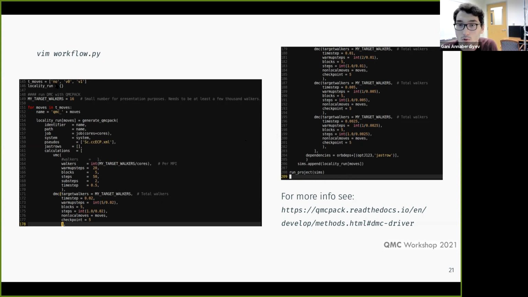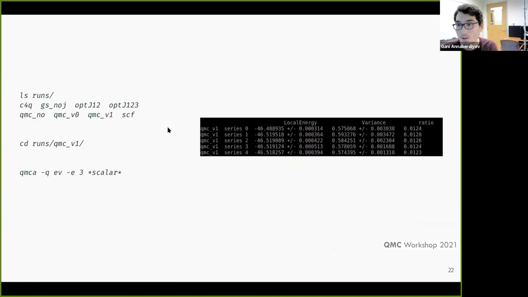If you'd like to learn more about these T-move variations, you can go to this link to the manual, where there's a detailed explanation about these algorithms. So once that is done, you're going to see this QMC no, QMC V0, and QMC V1. And if you look inside, there are going to be these DMC runs. There's a first DMC run, and then these are decreasing time steps. So that is run for each of these directories.